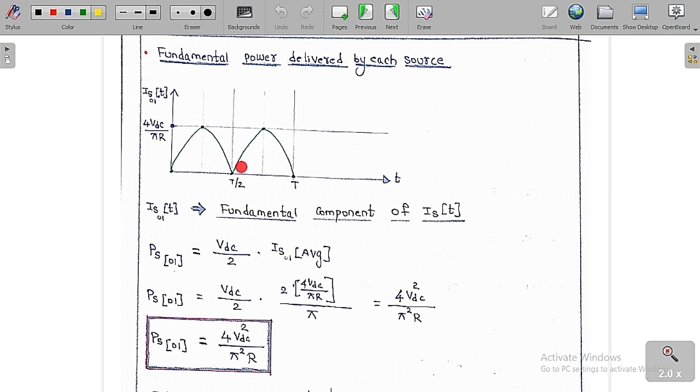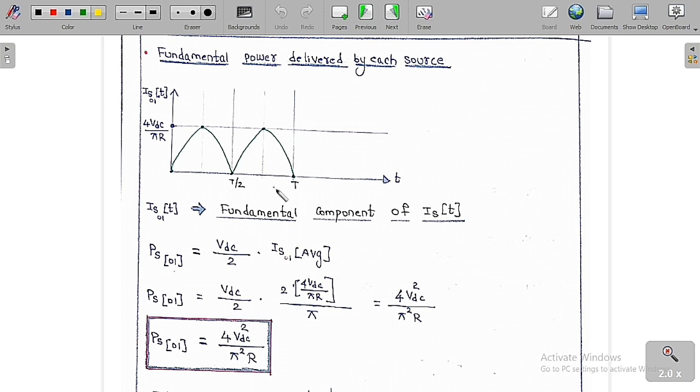From 0 to T by 2, as I have already told you, S1 and S2 are on, so the source current is equal to the output current. So the fundamental component of the output current is equal to the fundamental component of the source current. We get it like this, with 4 VDC by pi R. Whereas from T by 2 to T, S3 and S4 are on, so the source current is the negative of the load current.